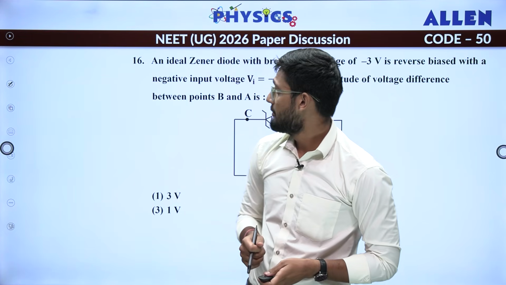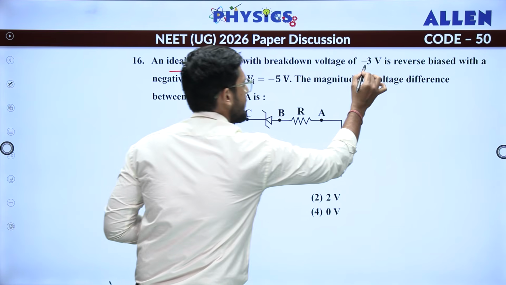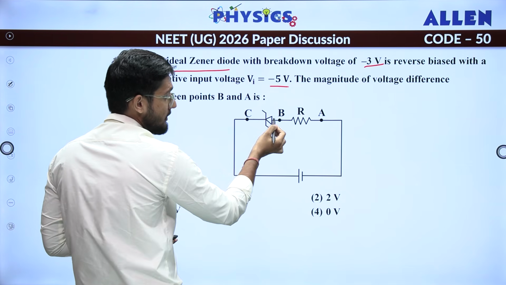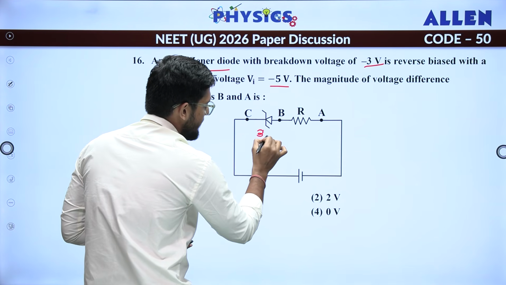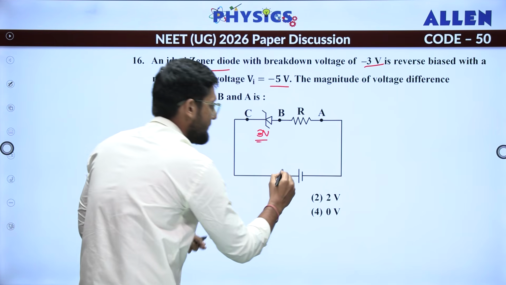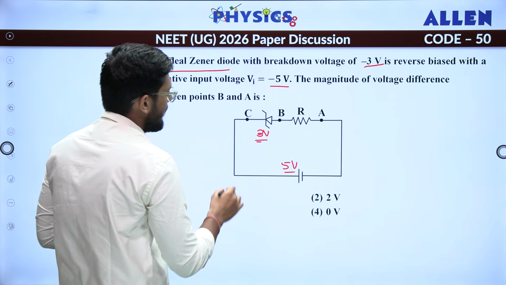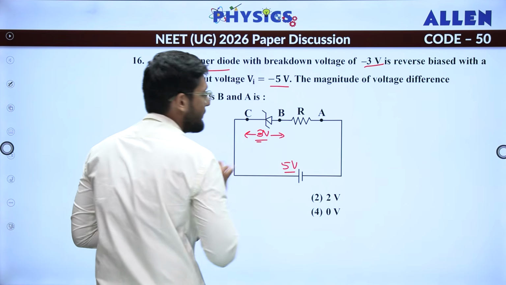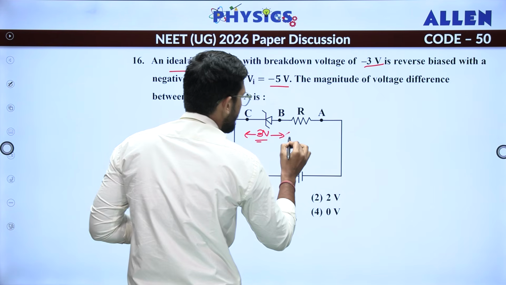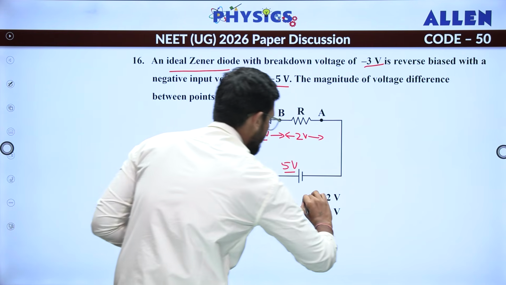So let's start with question number 16. In this, an ideal Zener diode is given to you with a breakdown voltage of 3 volt and it is connected with a supply of 5 volt. As you can see, this is reverse biased and this has 3 volt as the potential because it is connected in reverse bias and the applied voltage is greater than its breakdown voltage. So it will keep 3 volt as the voltage across its terminal. So the remaining voltage will be supplied to the resistance. That's why the answer will be 2.